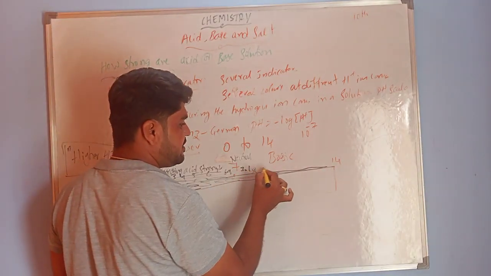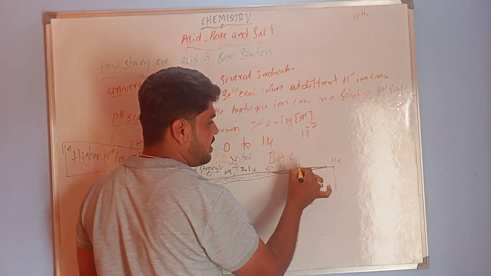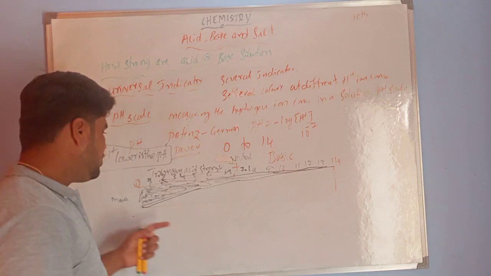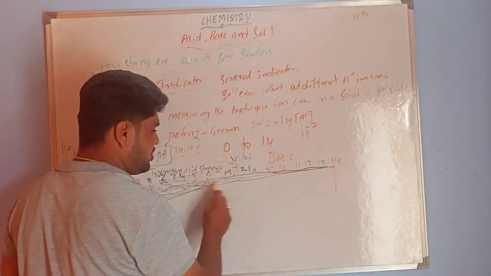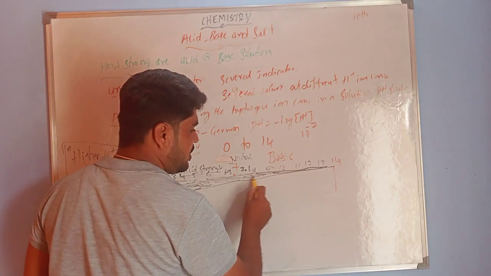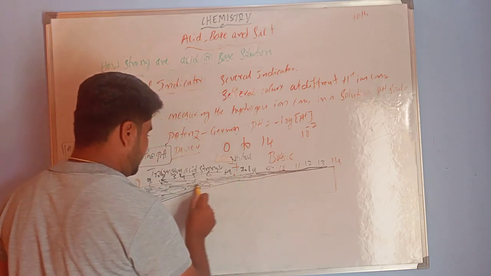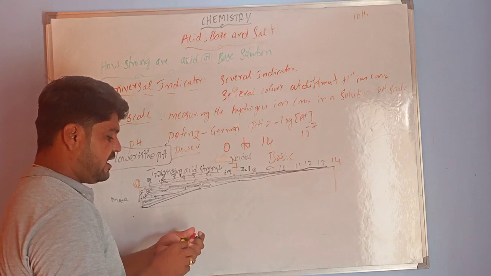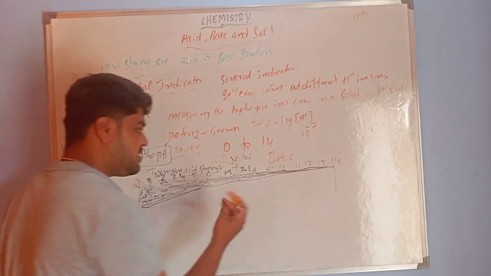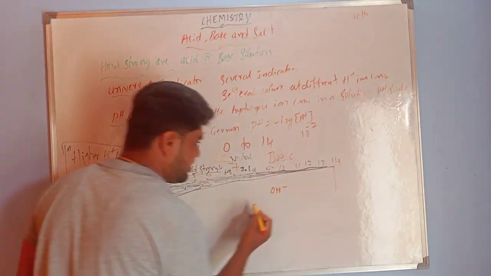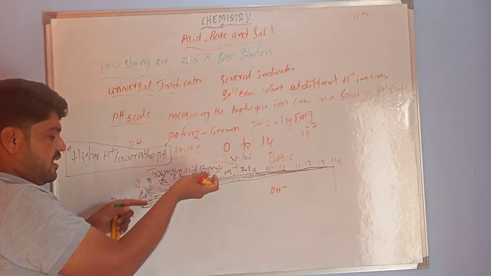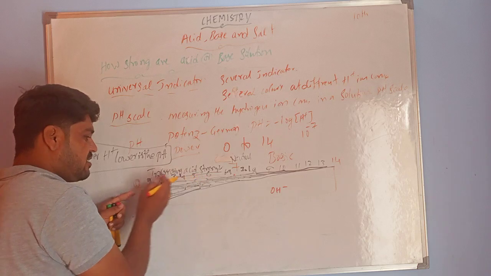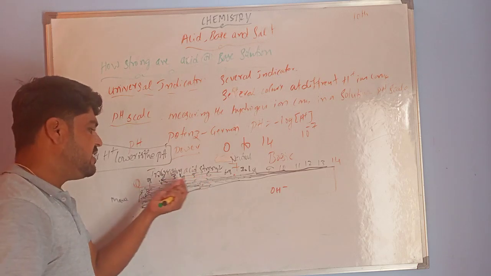7, 8, 9, 10, 11, 12, 13, 14. So this black color indicates hydrogen ion concentration, right? The remaining white color represents OH minus ion concentration. Here, if you go from 7 to 0, the strength of acid is increasing.